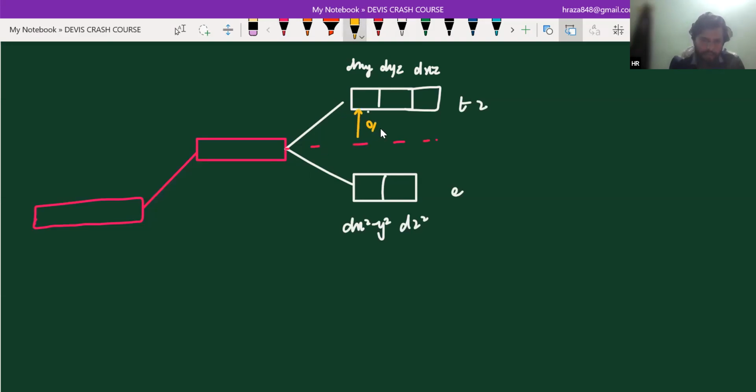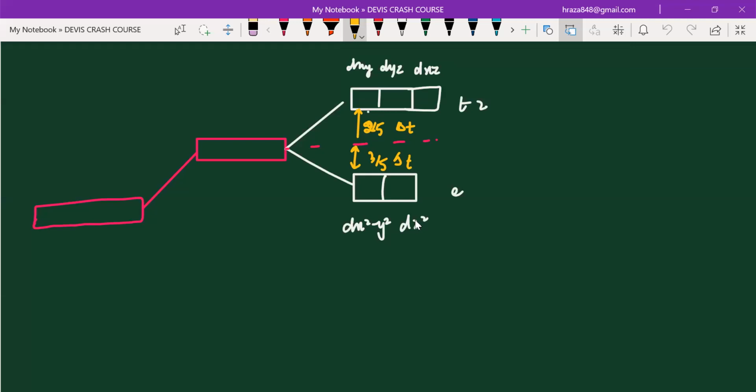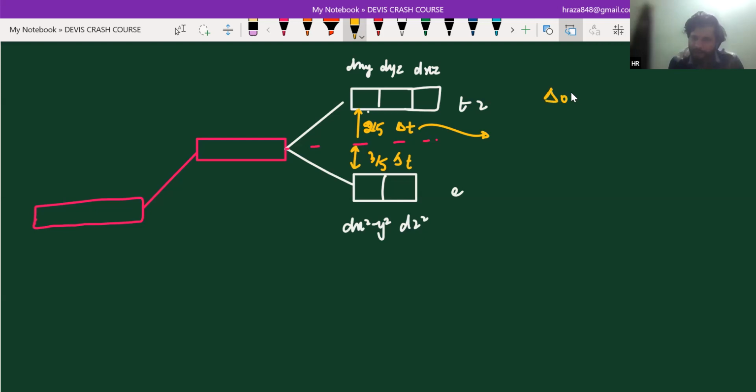This is your 2 by 5 delta T, and this is your 3 by 5 delta T. Please do write it. It's very important. Wait, why here delta T and not delta naught? T stands for tetrahedral, and delta naught, O stands for octahedral. It's very easy.